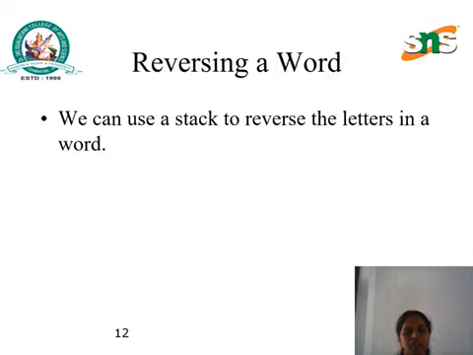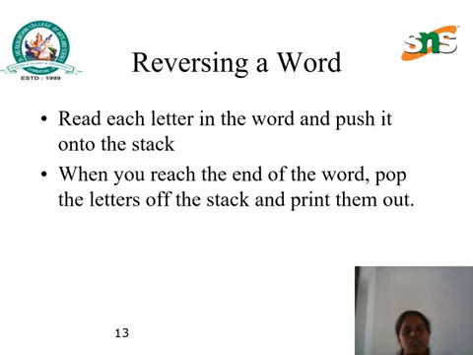And then how can we reverse a word? We can use a stack to reverse the letters in the word. How? Read each letter in the word and push it on the stack. When you reach the end of the word, pop the letters off the stack and print them out.